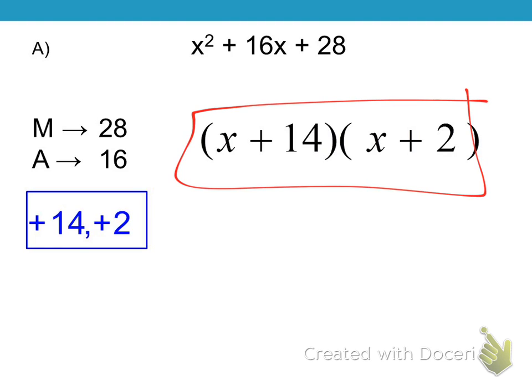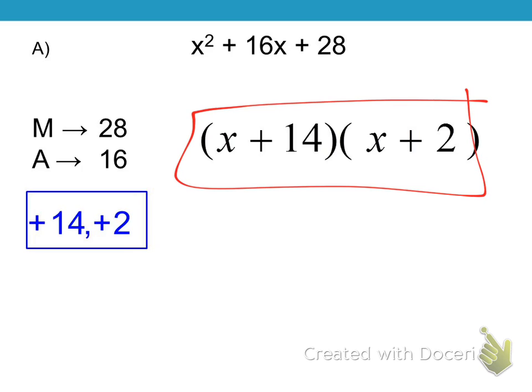If you want to check your work, you would just double distribute. You'd end up with x squared plus 2x plus 14x. That's how you get the plus 16x. And then in the back, you get plus 28. Sound good? That is factoring with a trinomial. Or factoring a trinomial.